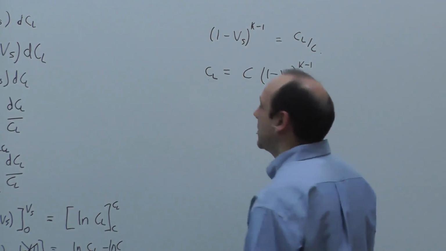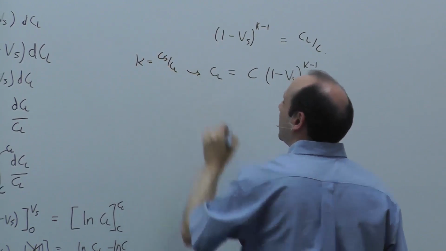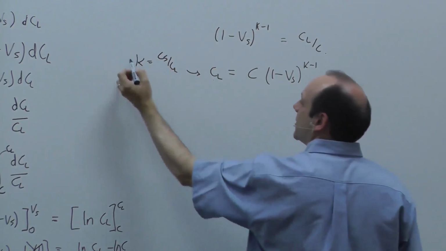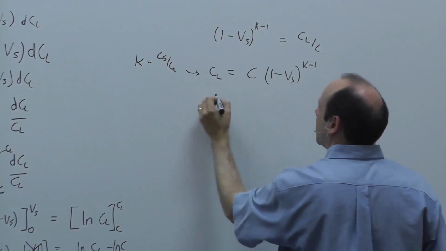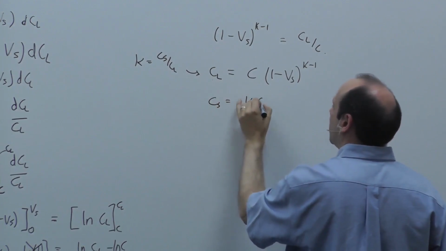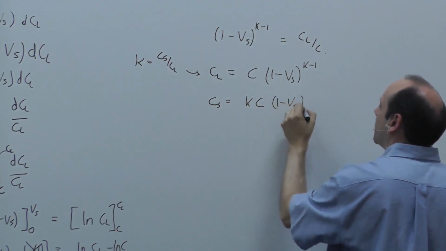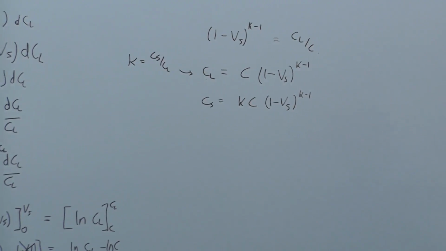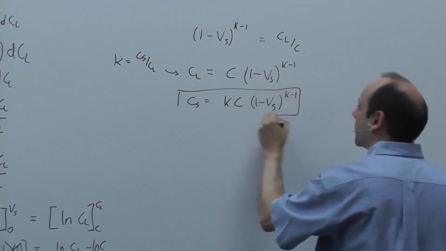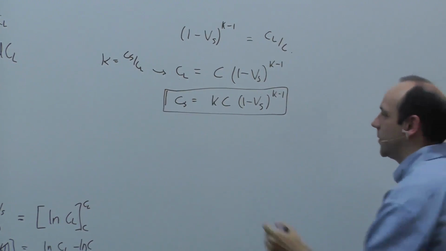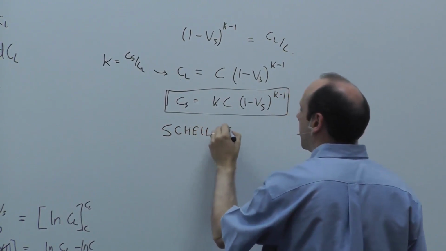So we can come back and take our k is equal to Cs over Cl, and we can plug that into there. So we can then say Cs is equal to k Cl, so we've got k times this thing, so Cs is equal to k times C, we're just going to get a multiple of k, 1 minus Vs to the k minus 1. Now, so that's our final solution, if you like. And that's called the Scheil equation, after the person who first derived it.